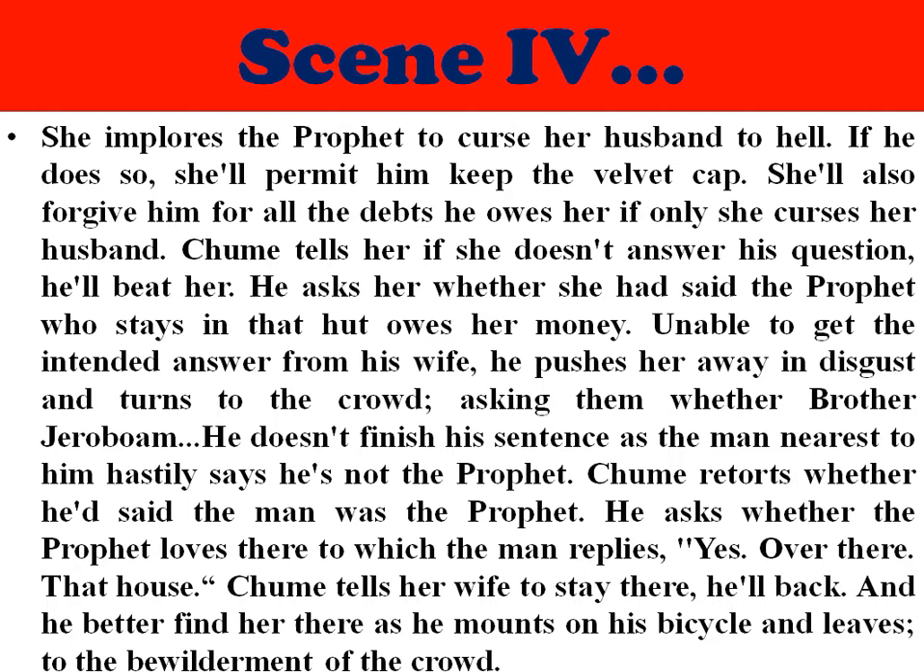Brother Chume did not know that that was the house of Brother Jero. And then we saw that Brother Chume now asked his wife whether that was the house of the prophet. His wife only replied, "Kill me." It was one of the onlookers, people that gathered looking at husband and wife quarreling, that now told Brother Chume that yes, it is the prophet that is living in the house.